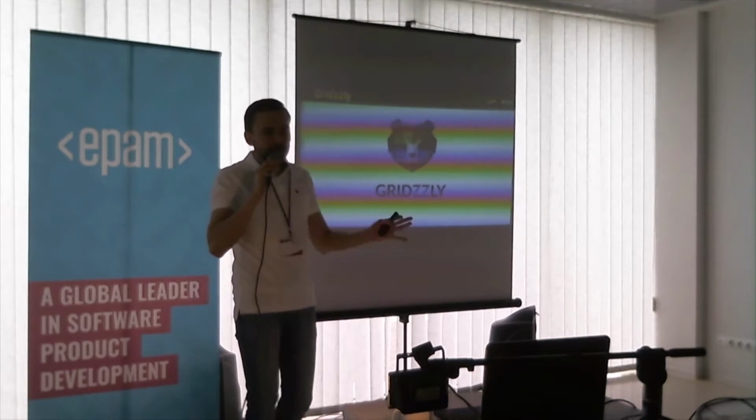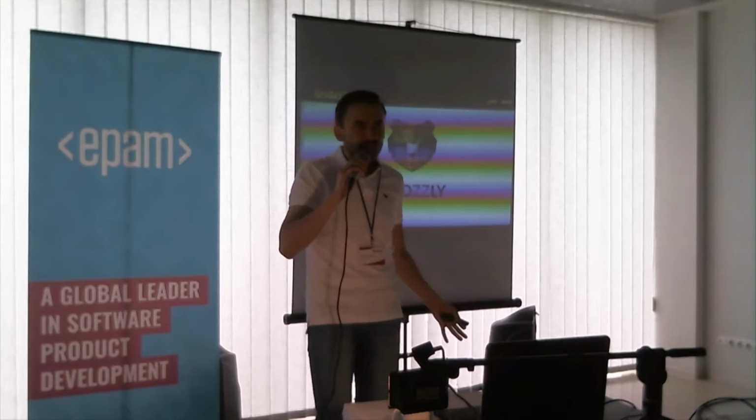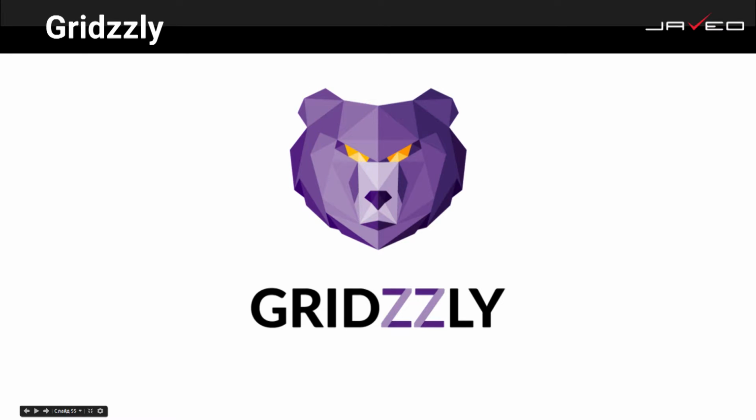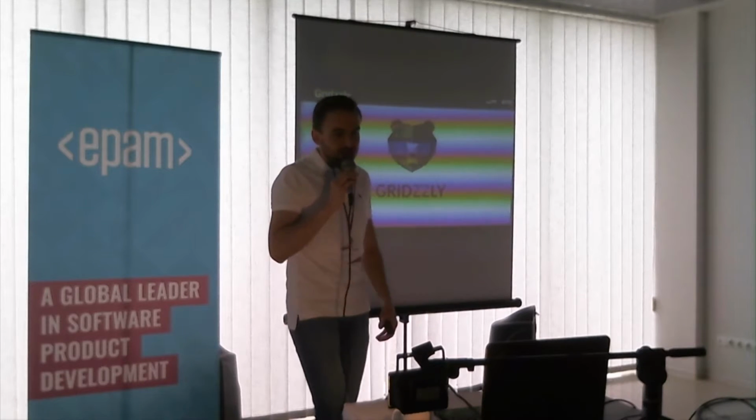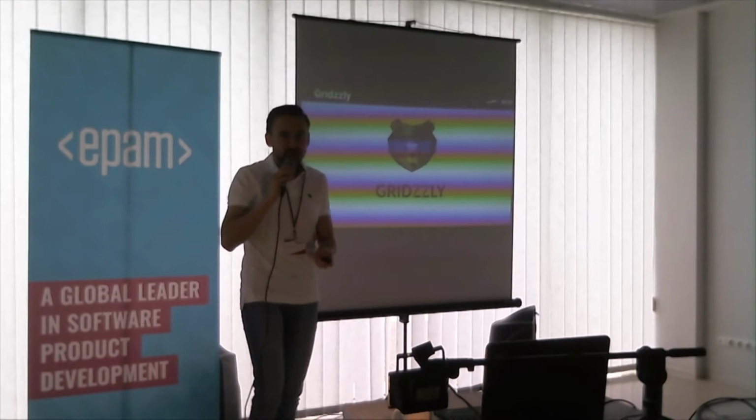We have written a very small library called Grizzly, because grid, and the dangerous bear Grizzly, because macros are so dangerous, right? But why grid? What was our main problem?